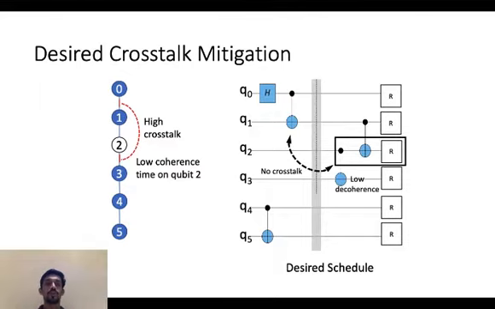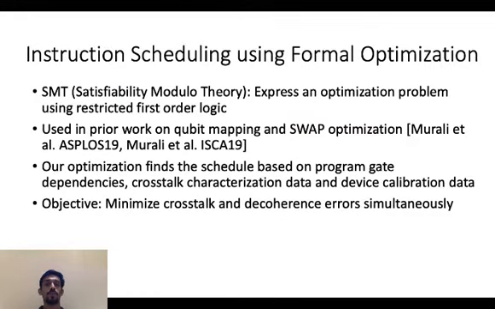To do this automatically, we use a formal optimization to compute the best schedule. We develop a scheduler using a technique called SMT optimization. Our optimizer considers program dependencies, it considers crosstalk data that we collect, and it considers device calibration data to find a schedule that minimizes the impact of both crosstalk and decoherence.